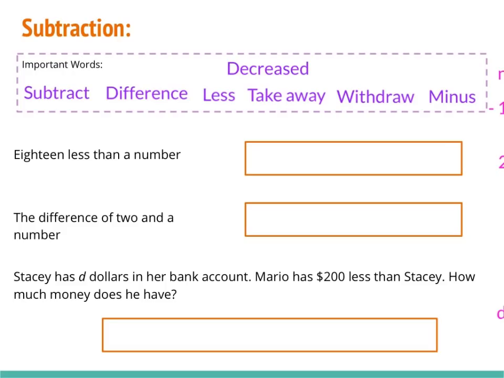So let's take a look at our first example. It says 18 less than a number, and we've seen one of our important phrases, less than. So since we've seen less than, we know that that 18 is going to be moving to the end of our expression.